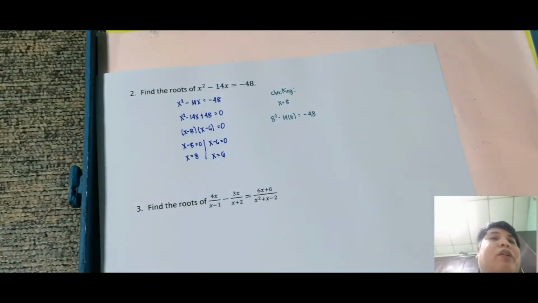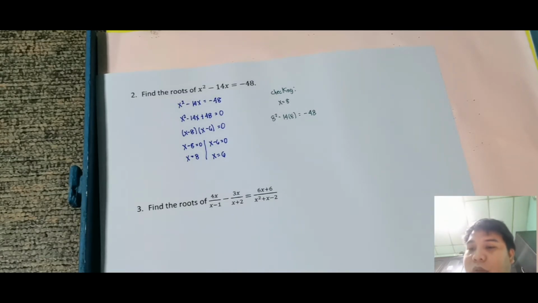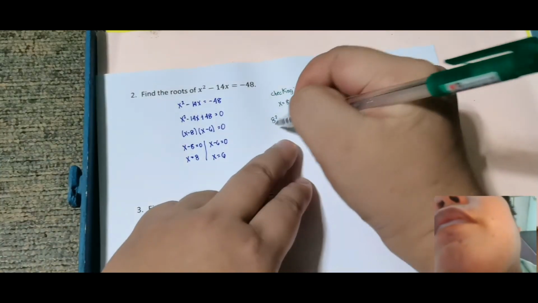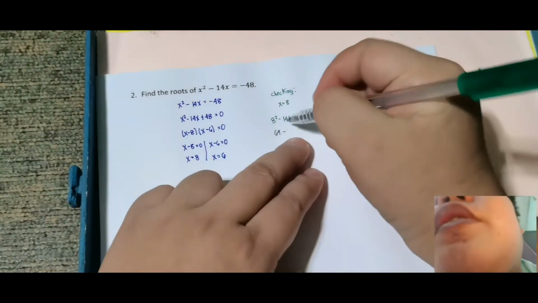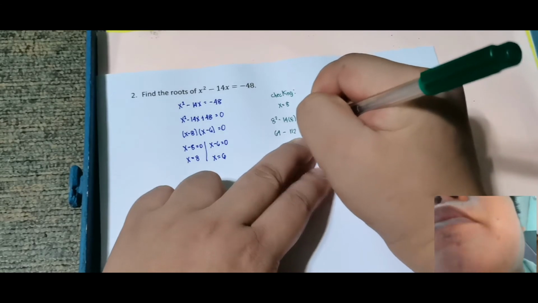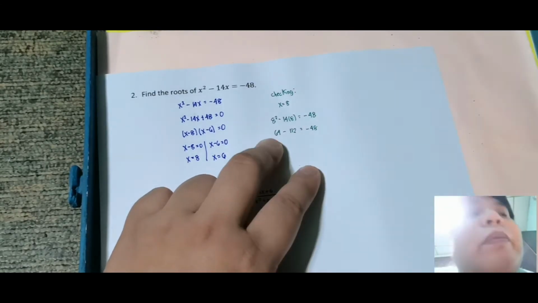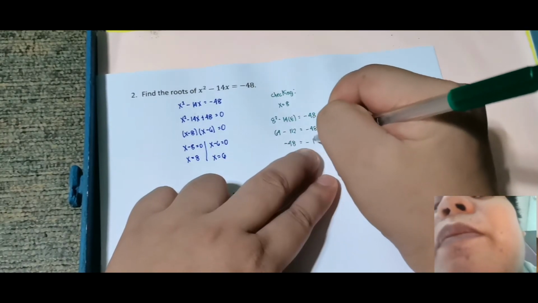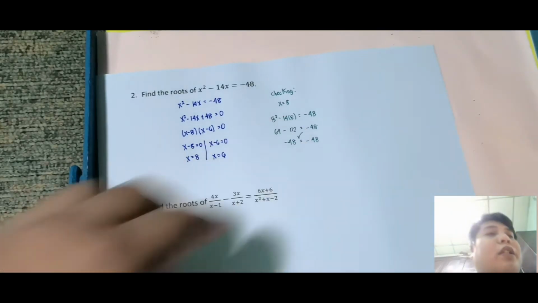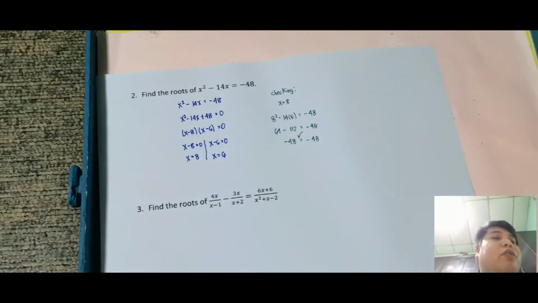Calculate lang si Sir ha. That is 8 squared, that is 64. So, 64 minus 14 times 8. 14 times 8, 112. May trust issue kasi ako sa computation ko. Next, 64 minus 112 is negative 48. So, this is negative 48 is equal to negative 48. So, therefore, si x is equal to 8 is value ng ating roots ng ating quadratic equation.